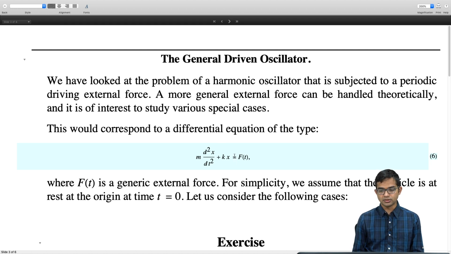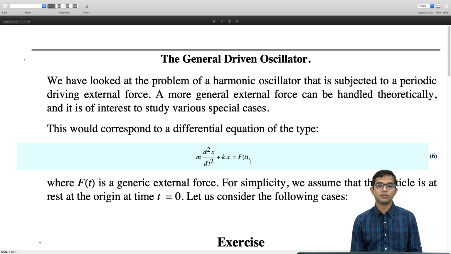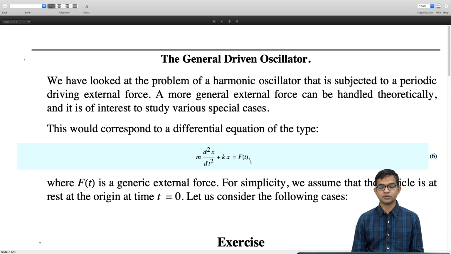So first thing I want to consider is what happens if f of t is a constant, right? And if that constant happens to be 0, right, that is a case where it's an undriven problem. So we all know the answer to this undriven problem, right? So it's just going to give you oscillatory motion. So you might think that, okay, the moment you turn on a constant external force, maybe there is going to be oscillations because of the oscillatory nature of the problem, but also this external force is a constant external force.